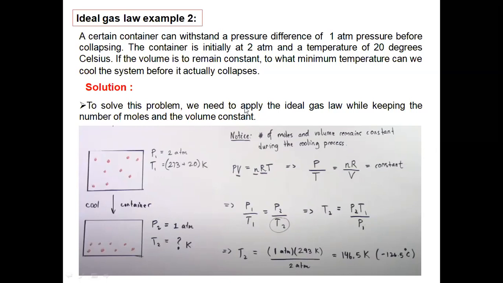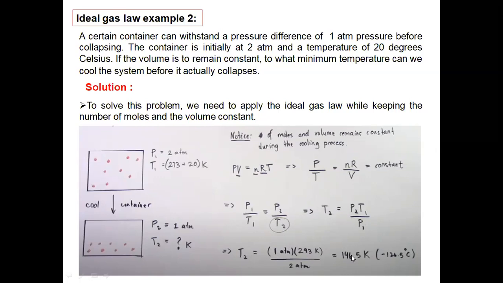To solve this problem, we need to apply the ideal gas law while keeping the number of moles and volume constant. PV equals nRT, then P over T equals nR over V, and nR over V is constant. So P1 over T1 equals P2 over T2. So T2 equals P2 T1 over P1. So we substitute for T2.